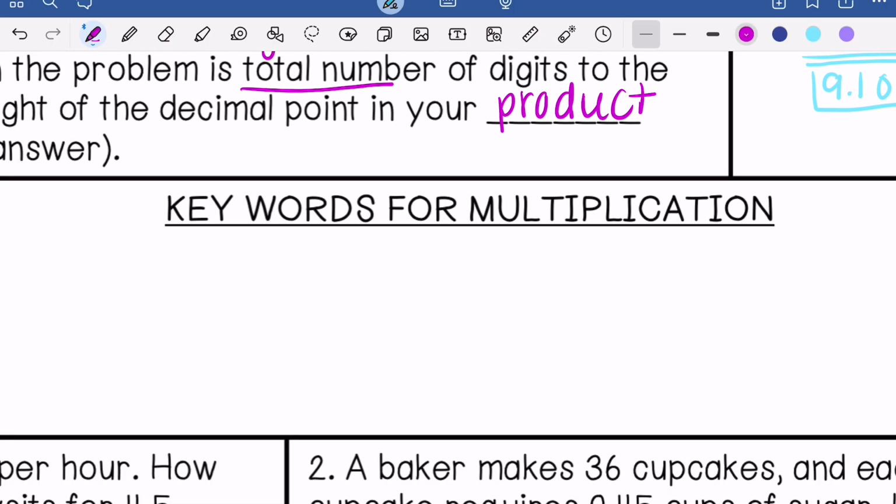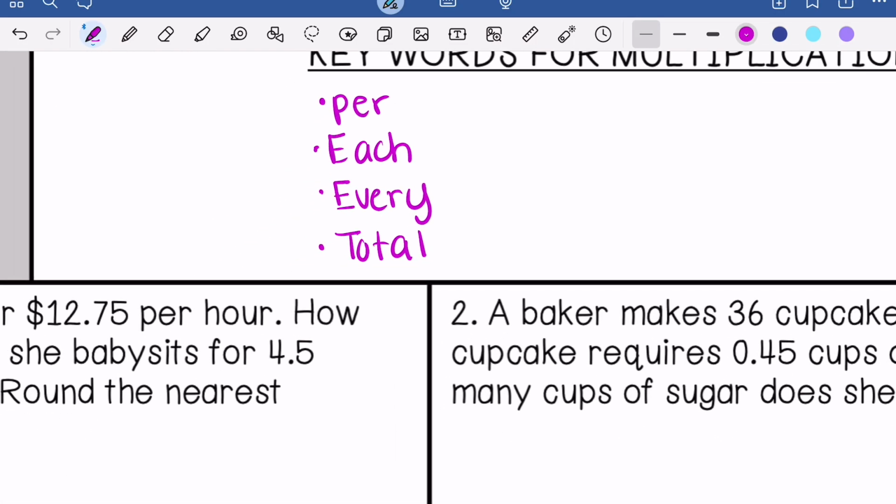Some keywords we look for to figure out if the word problem is talking about multiplication. You could see words like per, each, every, and total. So we're going to look at those word problems now.